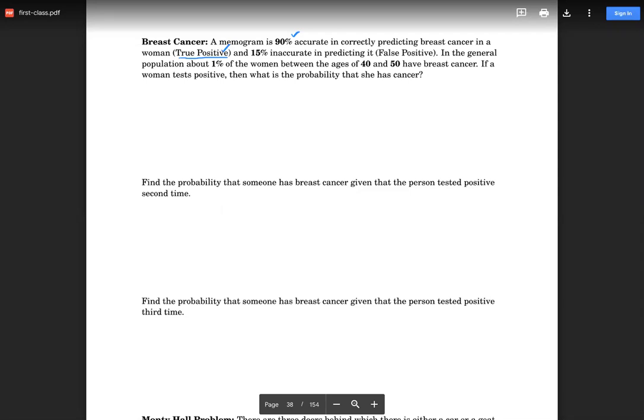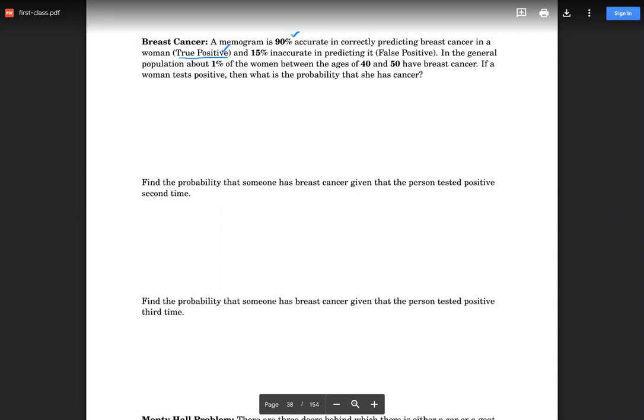Now, on the other hand, if she has breast cancer and does the testing, but the answer is negative, that's not good. Why? Because the person is thinking that she does not have breast cancer, but in reality, she does. That's false negative, okay? False negative.